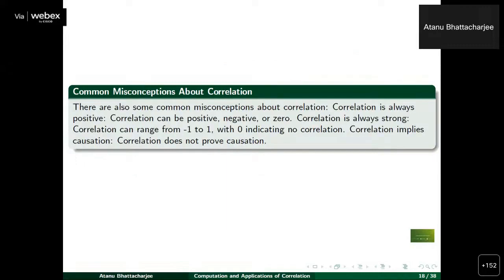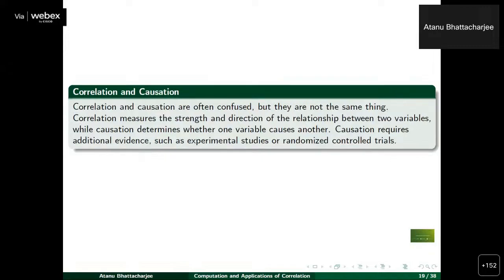Common misconceptions. Correlation is always positive? No, that's never the case. It could be 0 or -1 as well, as I mentioned earlier. Correlation is not always strong. Correlation can range between -1 and +1, with 0 indicating no correlation. And correlation does not imply causation. Correlation does not prove causation. Correlation and causation are often confused, but they are not the same thing.